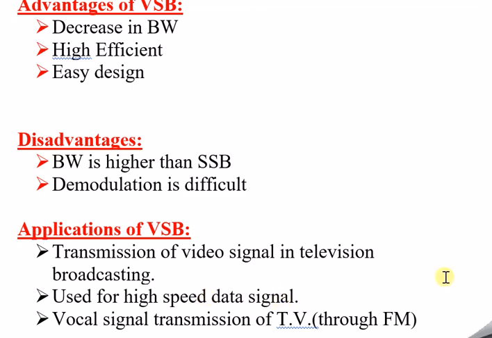So this is all about vestigial sideband modulation. We have learnt what vestigial sideband modulation is, why it is required, why it is called so, how to generate the VSB signal, what the frequency spectrum is, and how to calculate the bandwidth of the VSB signal. We have also studied the advantages, disadvantages and applications of VSB modulation. So this is all about VSB modulation.